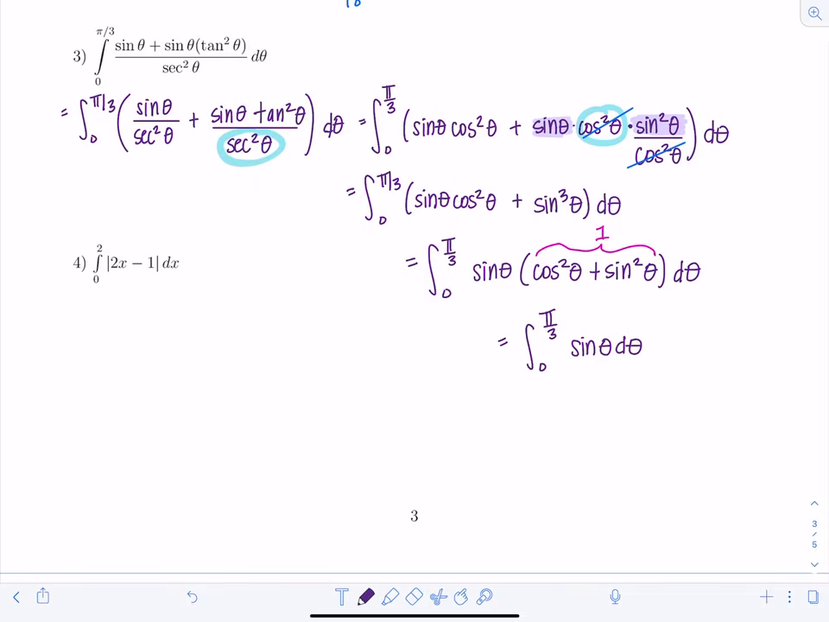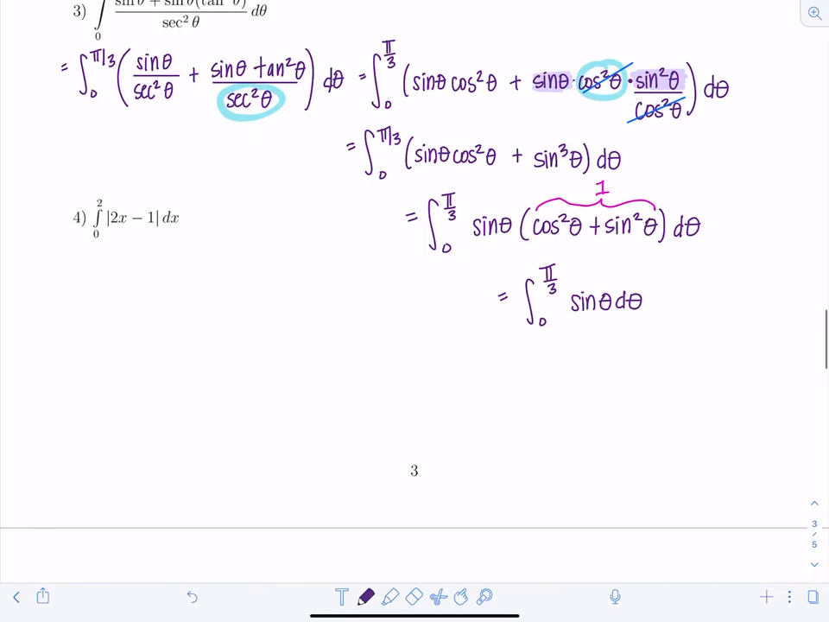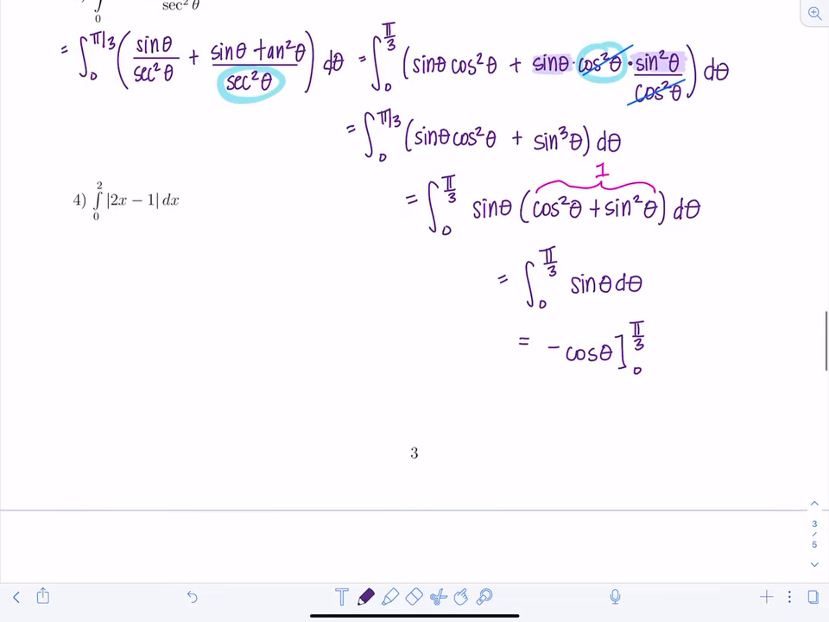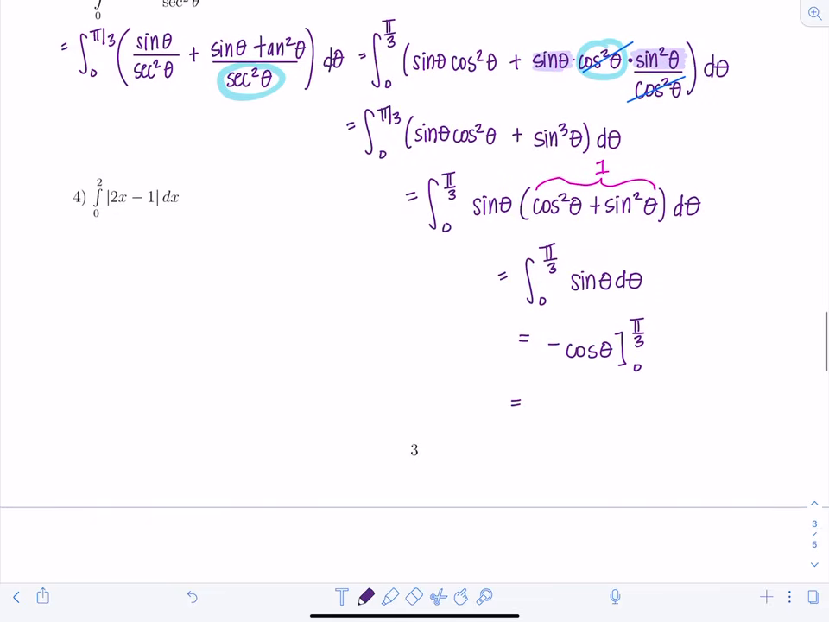Okay, so the antiderivative of sine theta is going to be negative cosine theta, right? Because when you take the derivative of cosine theta, you get negative sine theta. Evaluated from 0 to pi over 3. So cosine of pi over 3 is 1/2, so I'm going to have negative 1/2 minus, and then cosine of 0 is 1, so negative 1, which is going to give me negative 1/2 plus 1, so positive 1/2.